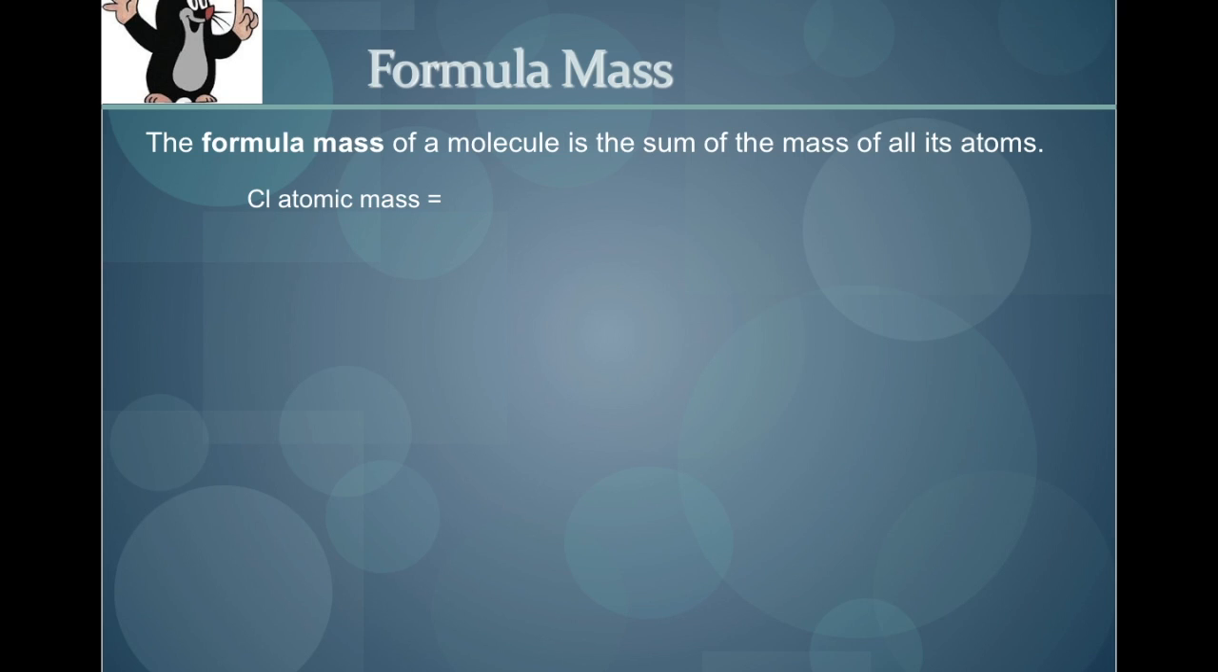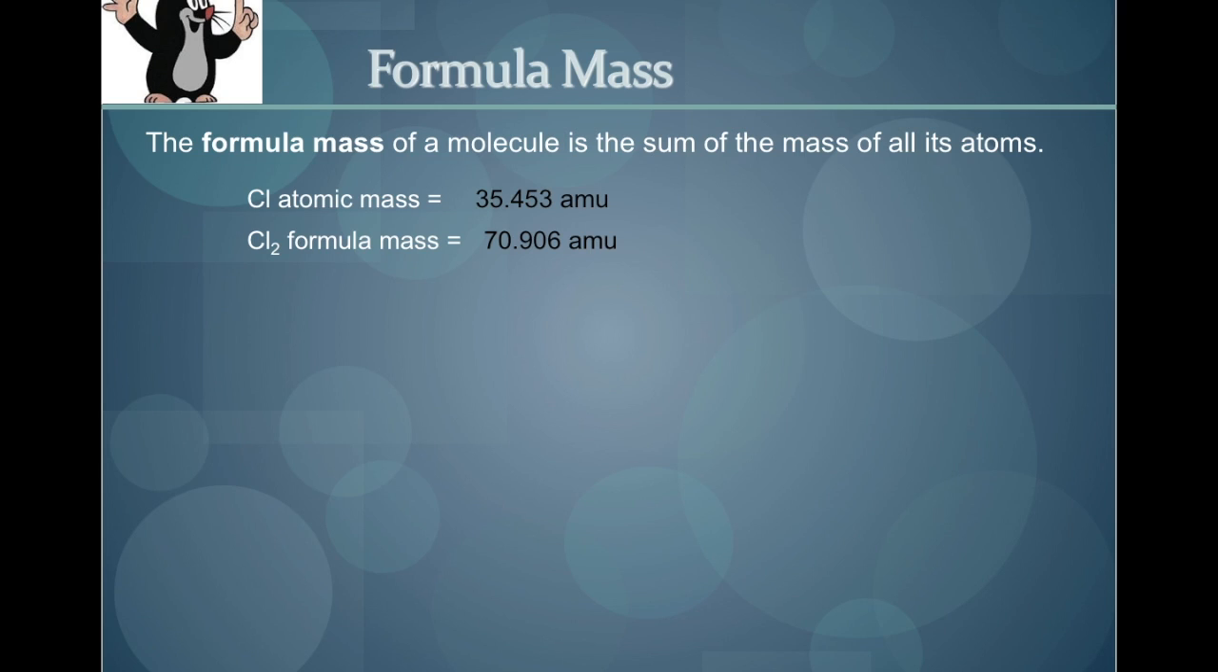chlorine, the atomic mass is 35.453. So that's the mass of all the isotopes of chlorine present, that's the exact number for the atomic mass of chlorine. Now remember that in nature, chlorine is a diatomic molecule. That means it exists as Cl2. So the formula mass is going to be 2 times 35.453, or 70.906 atomic mass units.